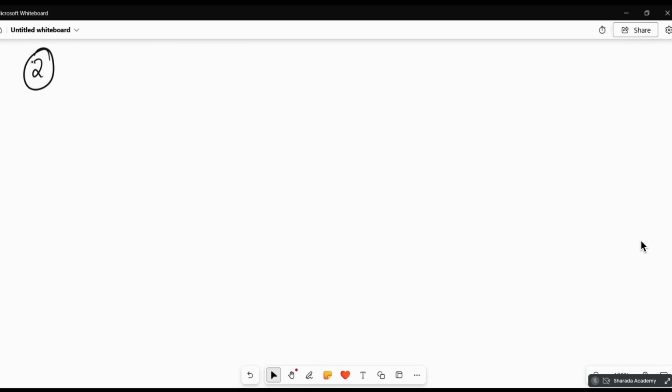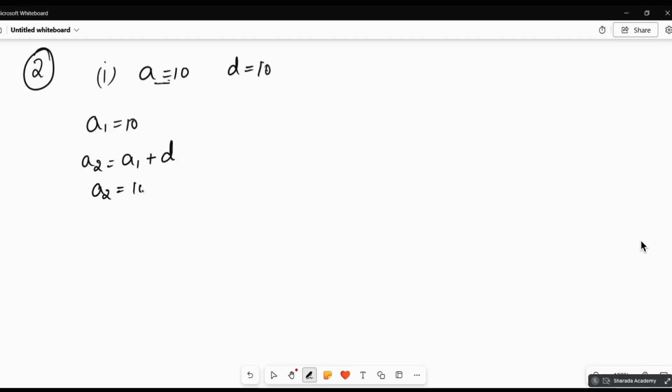Write the first four terms of an AP when the first term A and common difference D are as follows. One problem I'll do, the rest you can do. A is given as 10 and D is equal to 10. So you have to write the first four terms of the AP. First term is what? A. So this is A1, it is 10. What about A2? Whatever A1 you have plus the common difference D. So A2 is equal to 10 plus 10, so A2 is equal to 20. Okay. Now A3 is what? A2 plus D.